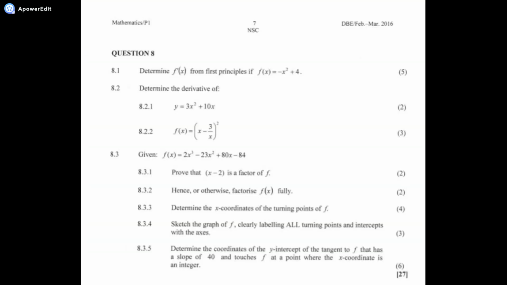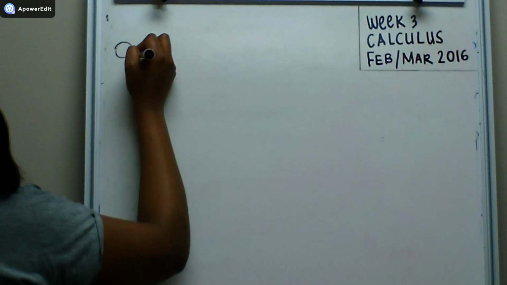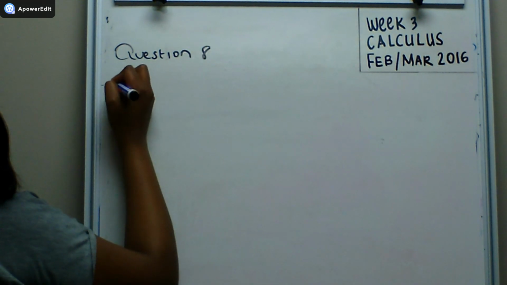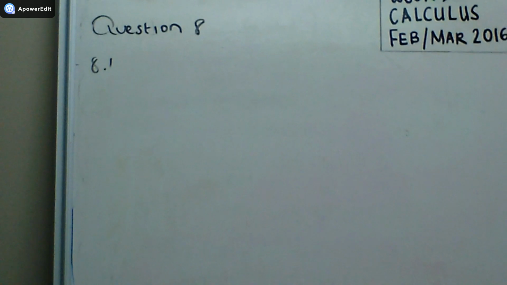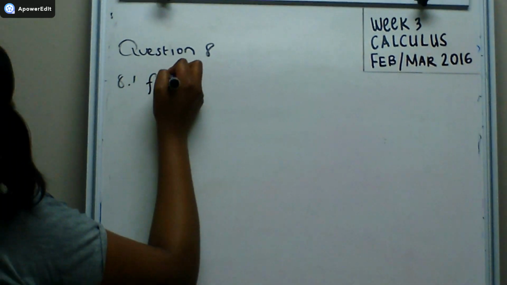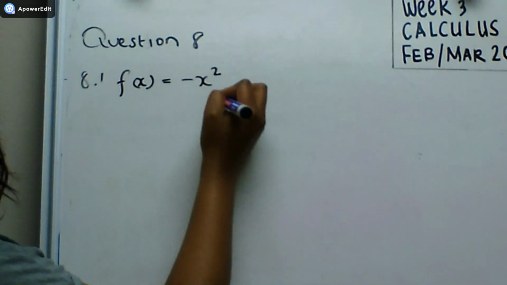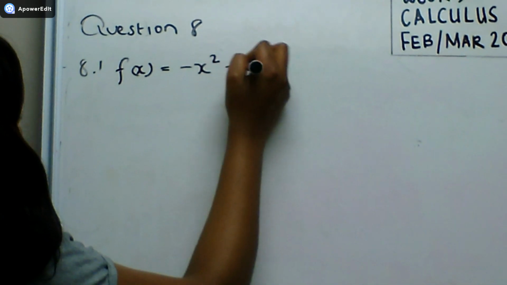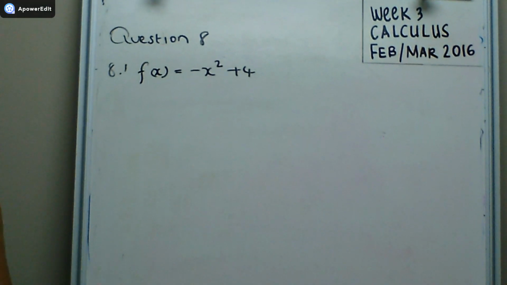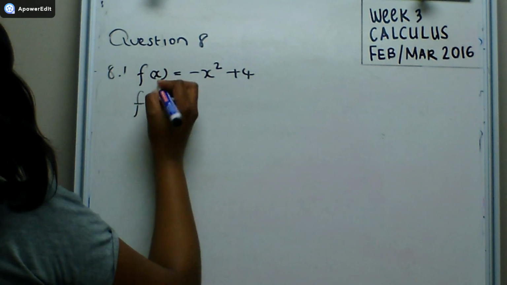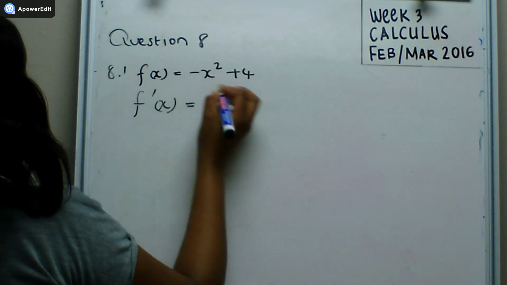This question paper was extracted from February-March 2016, and we are doing question 8. I'm doing question 8.1, which says f of x is equal to negative x squared plus 4. So I'm just quickly going to differentiate. The instruction that was given in this question was that we should differentiate by first principle.